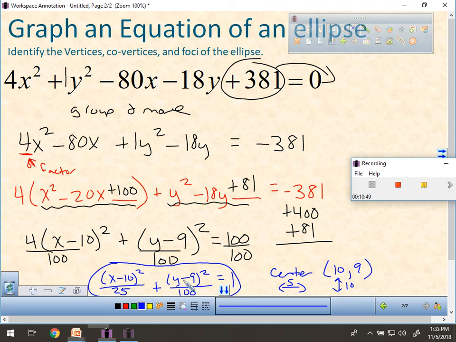So simply, it's the same steps. Group and move, factor out if you need to, rewrite, and then divide by that last number. It's the same steps each time. All right, take a second and give this one a try.